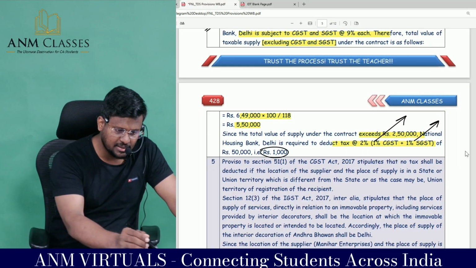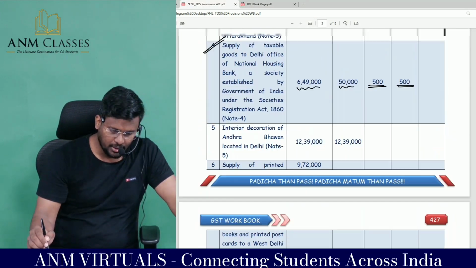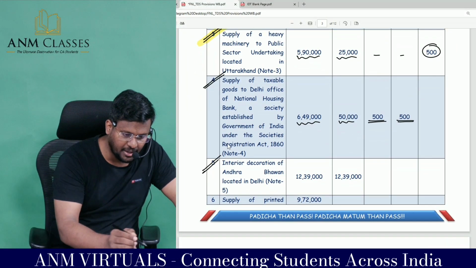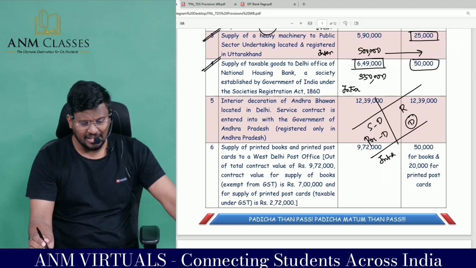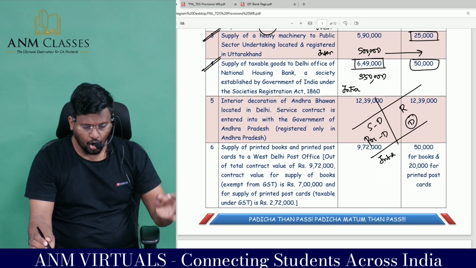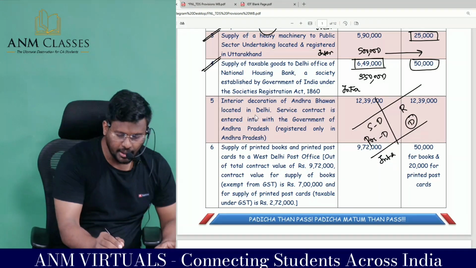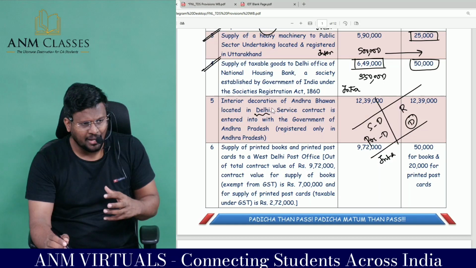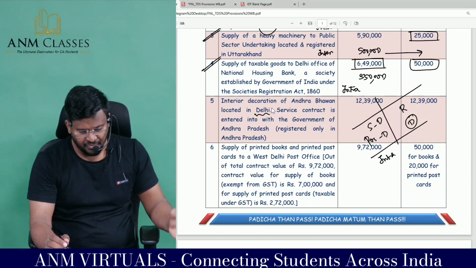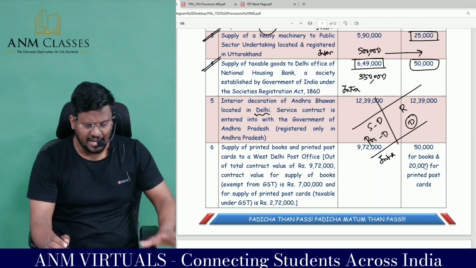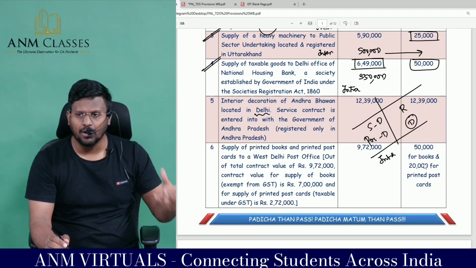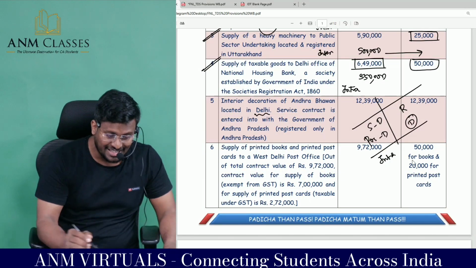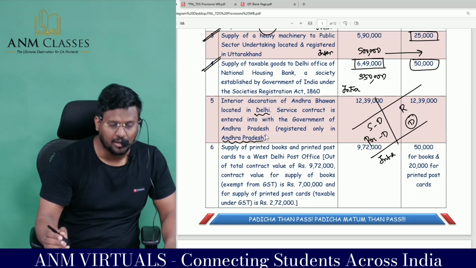CGST, 500 rupees. Shall we move into the next supply? What have they made? Come on. Interior decoration of Andhra Bhavan, located in where? Delhi. We are also situated in Delhi, supplier, and the recipient is also situated in Delhi. Service contract is entered into with the government of what Pradesh? Andhra Pradesh. Registered only in what?